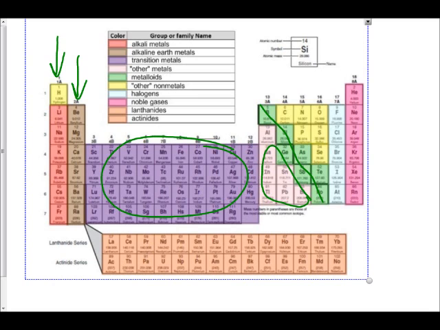Now the other non-metals are right above the metalloids. Then we have the halogens, the noble gases, and then down here at the bottom we have the lanthanides and the actinides. Okay, I hope that helped.